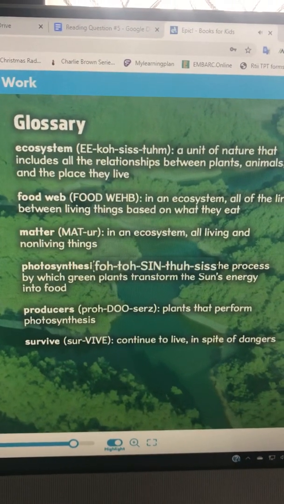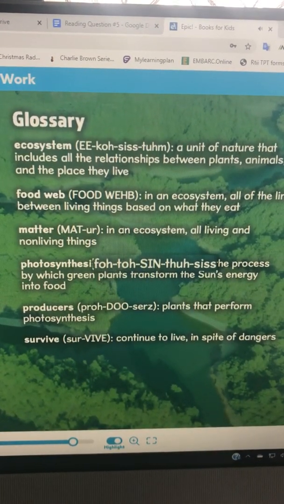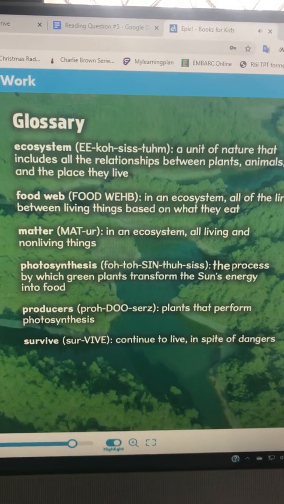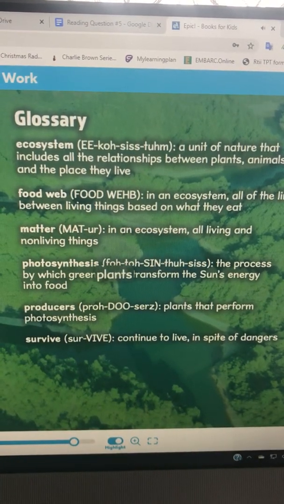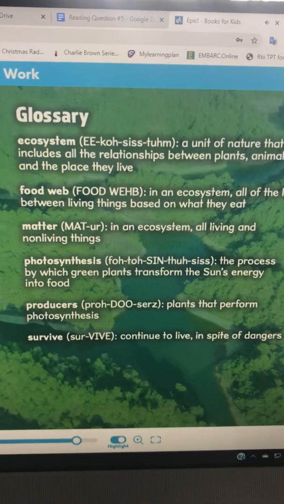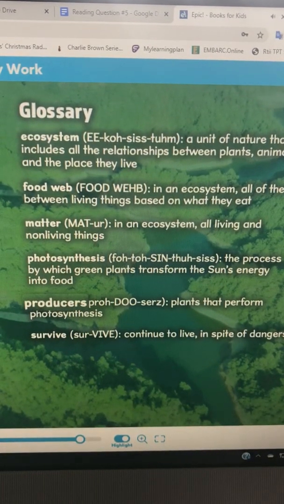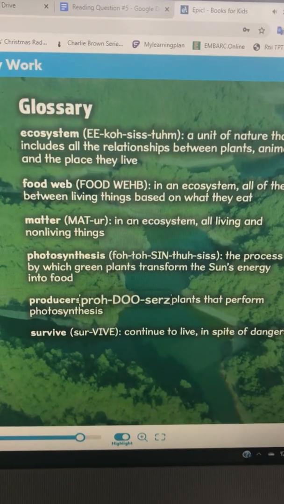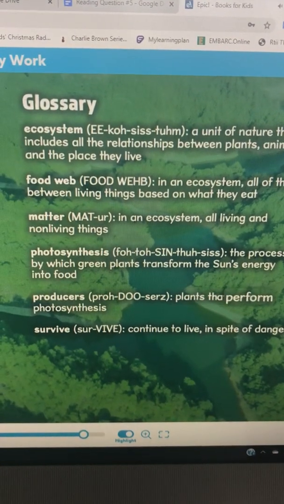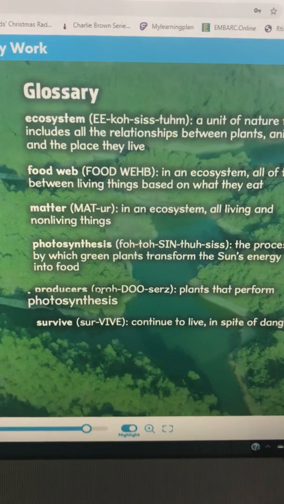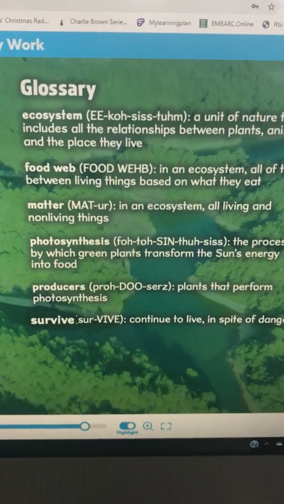Photosynthesis: the process by which green plants transform the sun's energy into food. Producers: plants that perform photosynthesis. Survive.